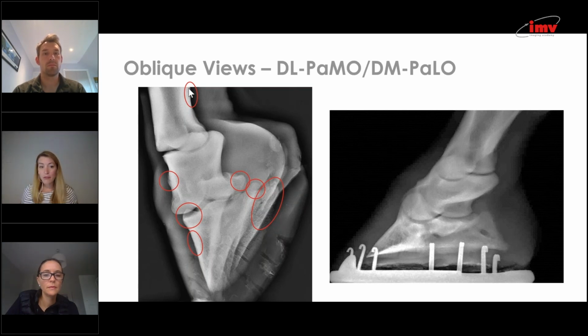So for me, I find a lot of potential information would be got from these flexed oblique or weight-bearing oblique views. Those are the main reasons why I personally always include them. But of course, it is two extra radiographs, extra time, extra cost. But for a lot of horses with subtle lameness, I would definitely include these.